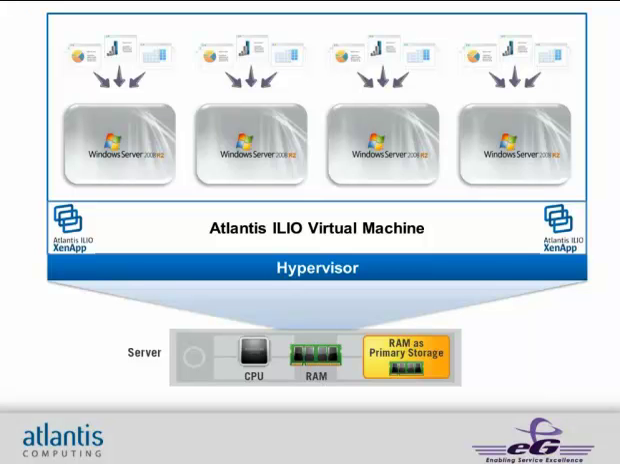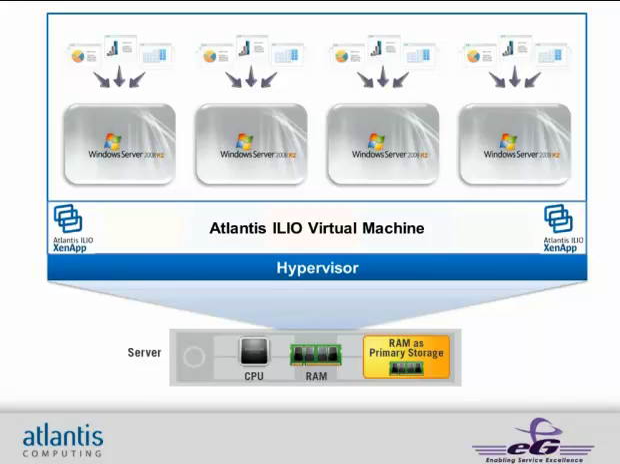So what the Atlantis virtual machine does is it takes a little bit of memory, puts their software in front of that memory, carves out a RAM storage, a RAM primary storage unit out of that, and presents that as NFS to the hypervisor. Your Windows Server instances, your XenApp instances, their VMDKs, their VHDs, are stored on that NFS data store directly on the RAM via the Atlantis virtual machine appliance.